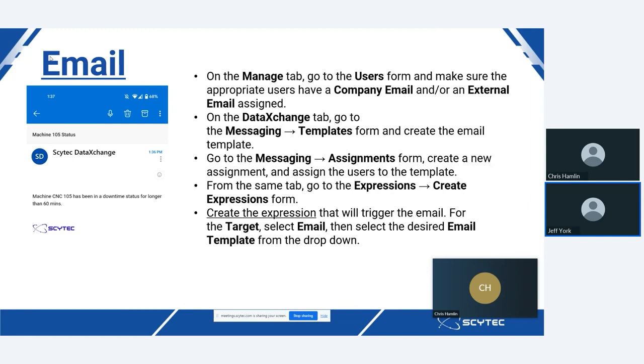When you open up the desktop version of Scytec Data Exchange, on the Manage tab, first you want to assign the users that are going to be receiving this notification, and that could be your operators, that could be anybody from shop floor to top floor. From there, open up the Scytec Data Exchange tab and go to Messaging, Templates, and create the email template that you'd like to have sent out. Then go to Messaging, Assignments, create a new assignment, and create the expression that will trigger that email to be sent.